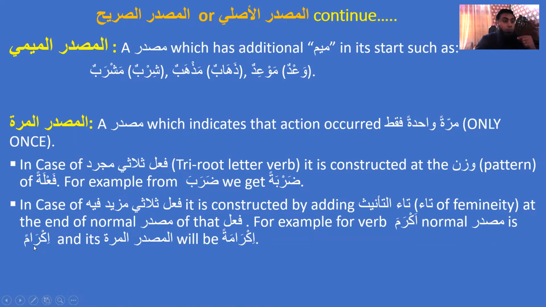If you want to make this masdar al-marra, what will you do? You will add an extra ta marbuta at the end: ikramatan. So ikraman was the normal masdar. What did you do? You added a ta marbuta, and this ta, because ta has many types, this is the ta marbuta, the ta of femininity or ta of ta'nis. Clear? So this was just additional information about al-masdar al-marra.